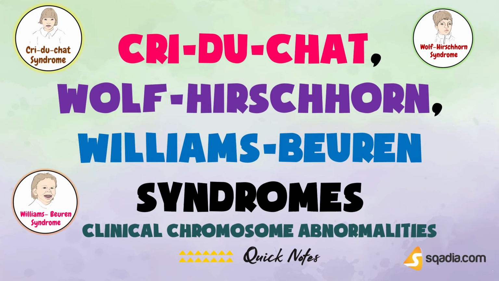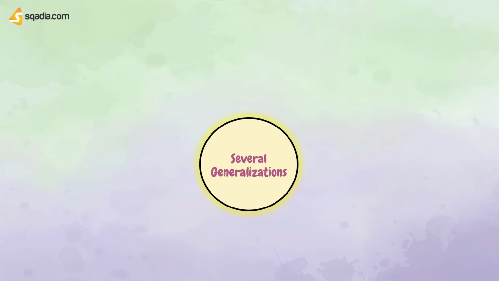In this video, we will talk about Cri-du-Chat syndrome, Wolf-Hirschhorn syndrome, and Williams-Beuren syndrome. But before discussing these syndromes in detail, let's talk about the several generalizations of chromosomal syndromes, which will help you in learning these chromosomal syndromes.